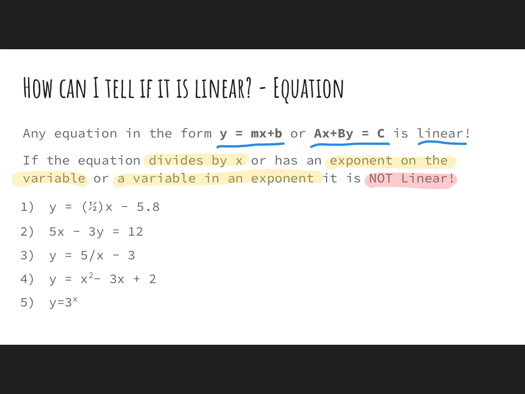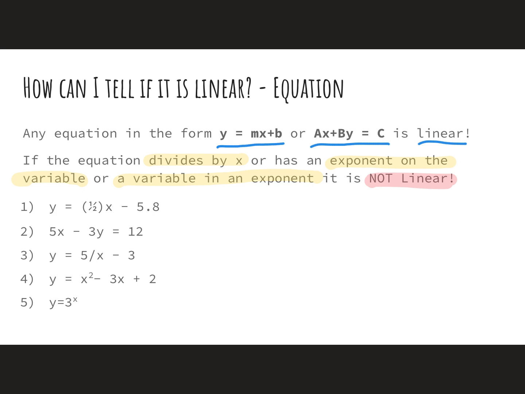Okay, if I divide by x, I end up with an asymptote, which is, the graph would look something like this. So if it divides by x, my graph would look something like this with a line. If I have an exponent on the variable, anything other than 1, because of course a 1's always there, then I might have a graph that looks like this or like this. If I have a variable in the exponent, I'm going to have a graph that goes up like this or goes down like this. Okay? So just some things to keep in mind for what those graphs might look like.